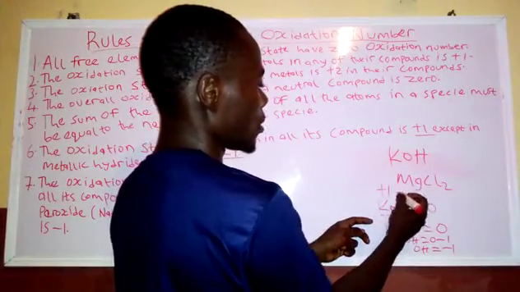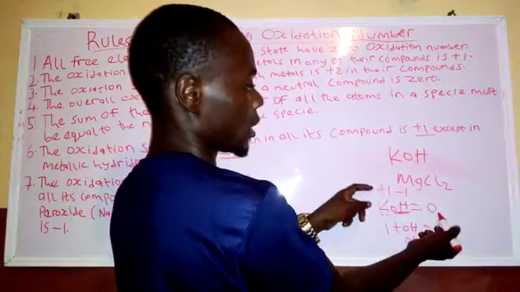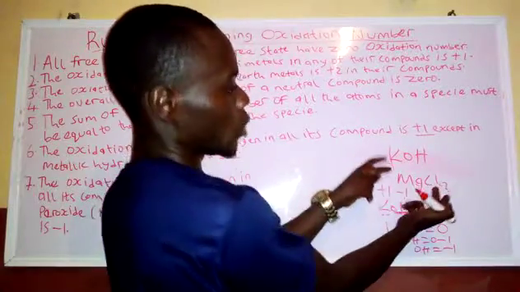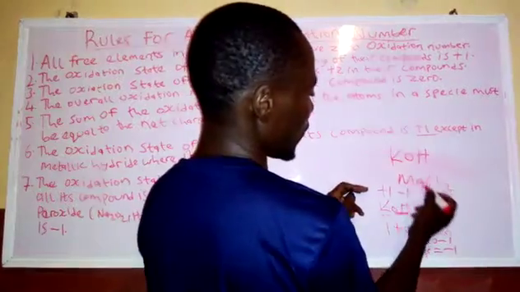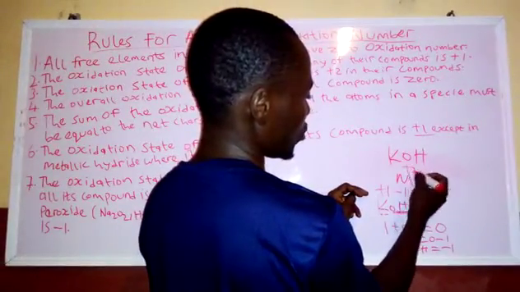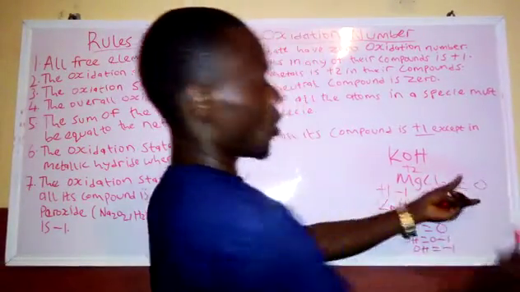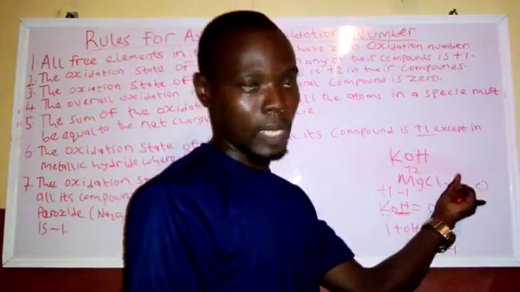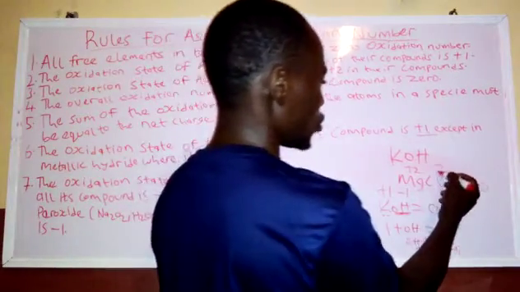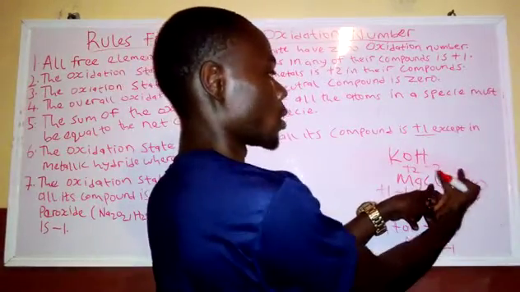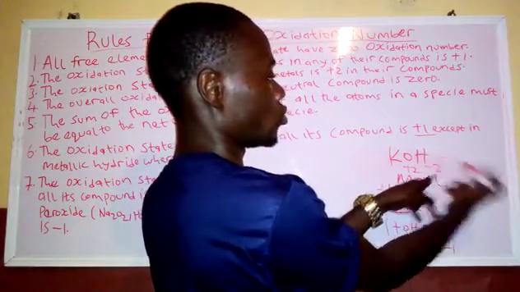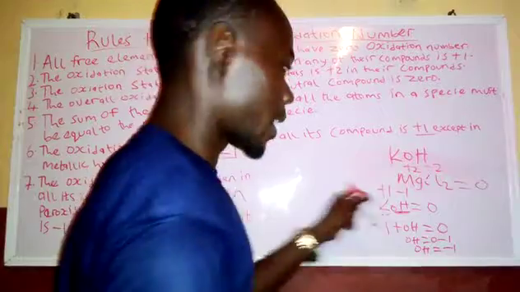So plus 1 minus 1 will give you 0. Can you see? The same goes for magnesium chloride too. MgCl2: if the oxidation number of magnesium is plus 2, and the oxidation number of the neutral compound is 0, then the chlorine part definitely has to be minus 2 also. Are you getting it? Now how do we achieve that minus 2? That means chlorine is minus 1. Minus 1 times 2 is minus 2, and you get 0. So that's how it applies.